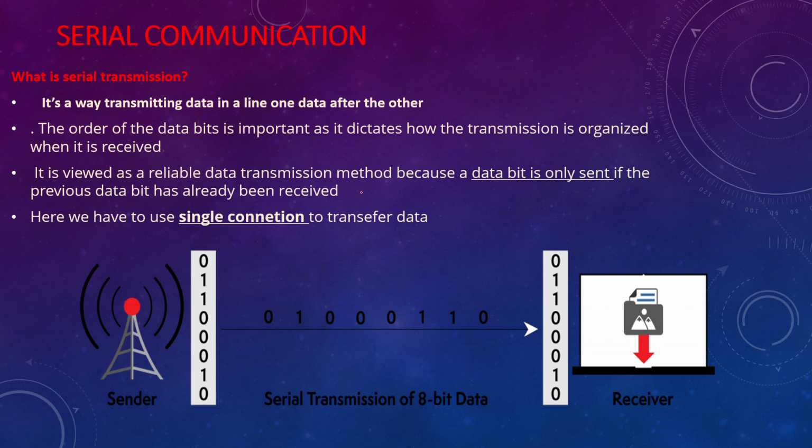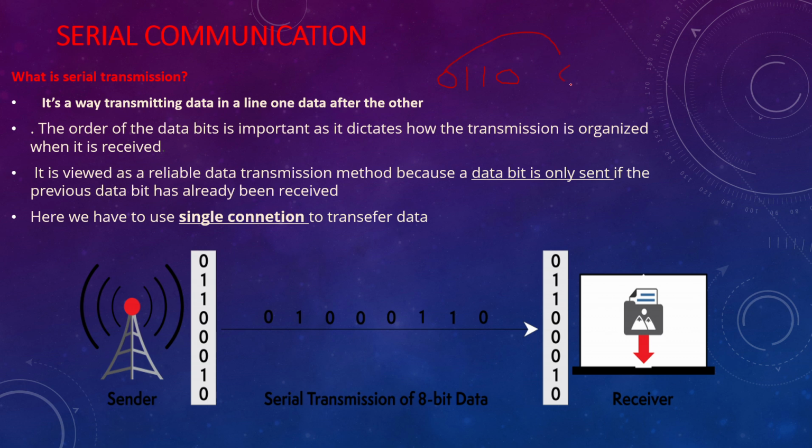So what is serial communication? It is a way of transmitting data on a line, one data after another data. It will transmit bit by bit. See, this is my data. I am transmitting 4 bits, right? So it will transmit them one after one.